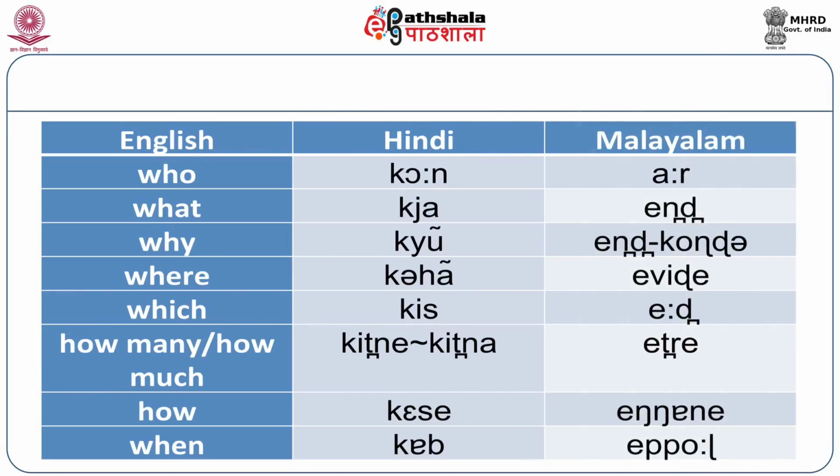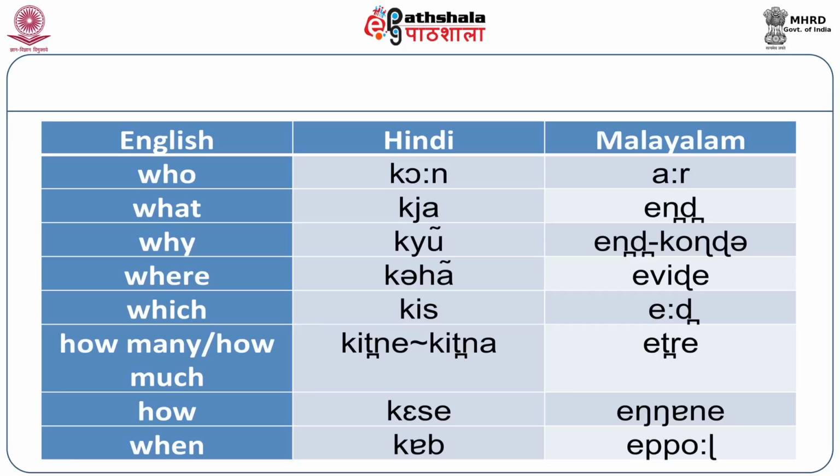As can be noticed, the form how many or how much in English is made up of 2 words, whereas they are formed by a single word in the other two languages in the table. Whereas the word for why, which is a single word in English, is represented as two words in Malayalam. Look at the parallel words of the 8 canonical question words that have been reported in languages. They are who, what, why, where, which, how many or how much, how, and when.